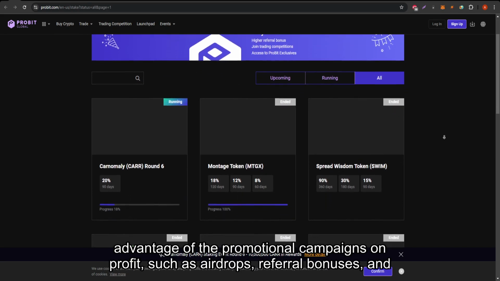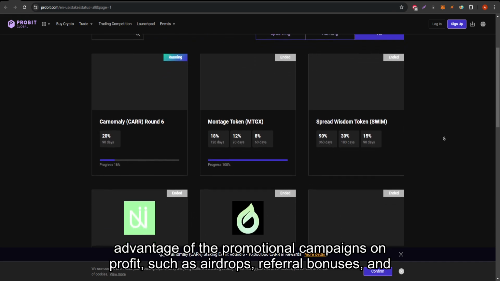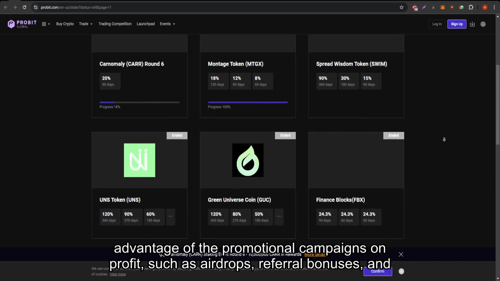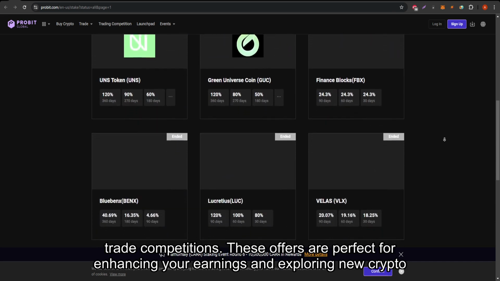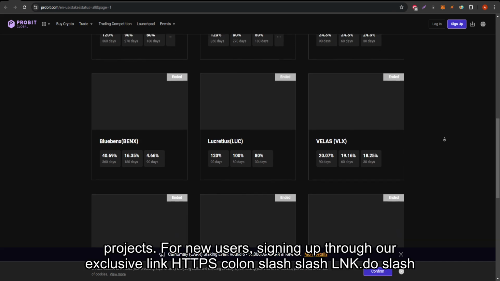Be sure to take advantage of the promotional campaigns on ProBit, such as airdrops, referral bonuses, and trading competitions. These offers are perfect for enhancing your earnings and exploring new crypto projects.